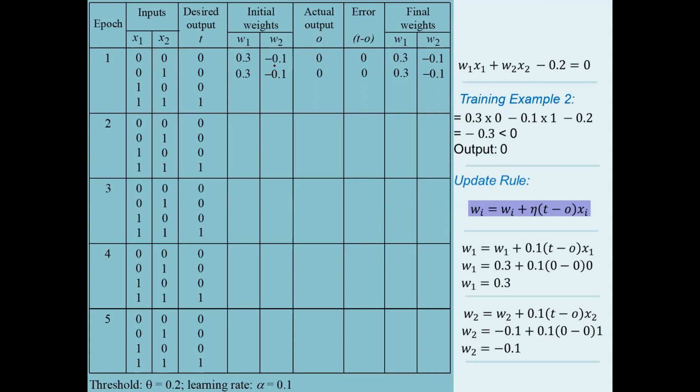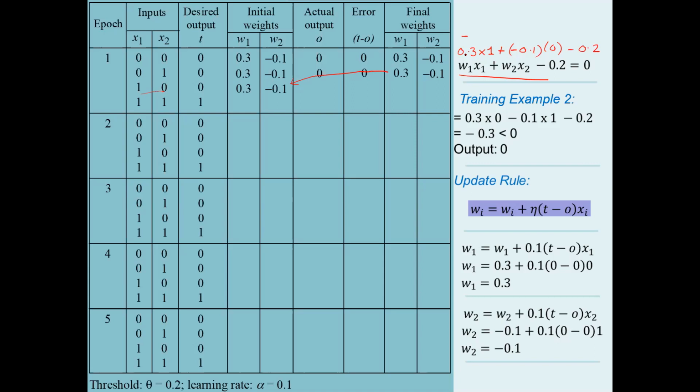Okay, so now let me do it for the third example. Whatever weights you have here, you copy them, and now you feed it with the third training example. So this is our expression. W1 is 0.3, X1 is 1, plus W2 is minus 0.1 and X2 is 0. And then you have minus 0.2.